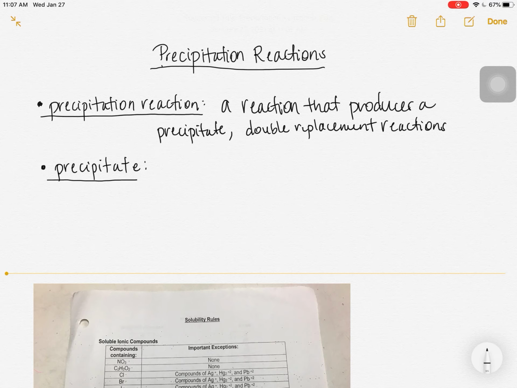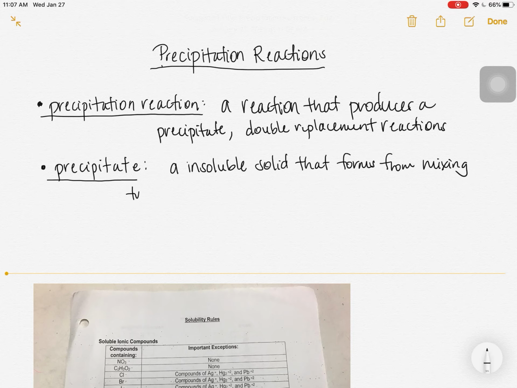Okay, so then what is the definition of a precipitate? That is something that we had learned previous to this lesson, and a precipitate is an insoluble solid that forms from mixing two aqueous substances.